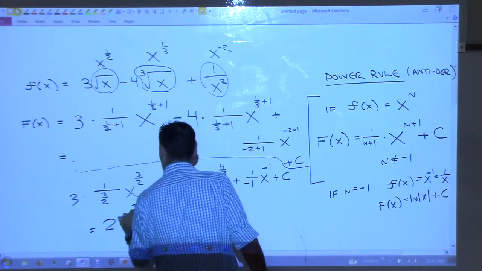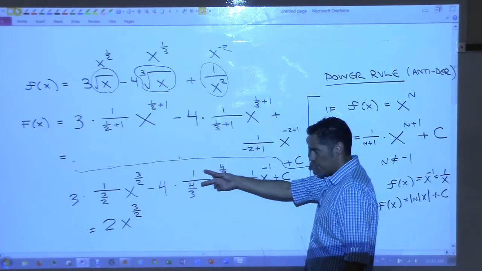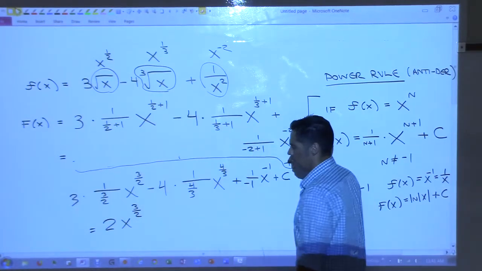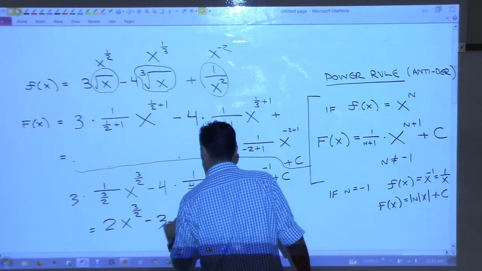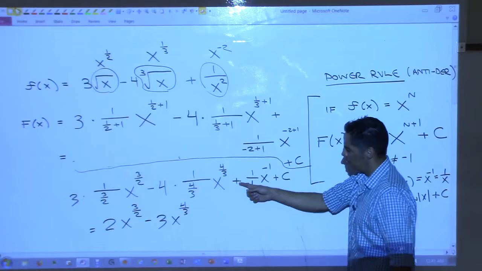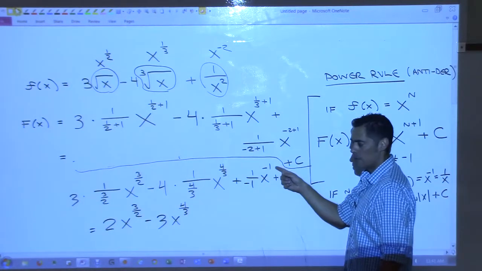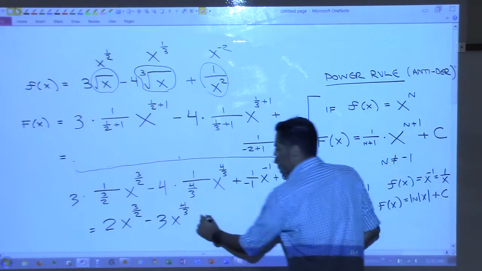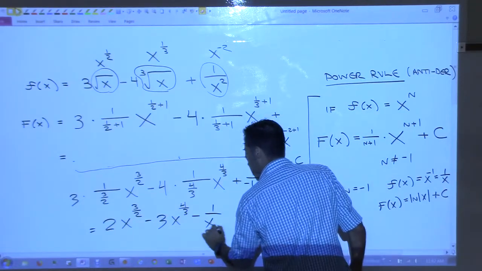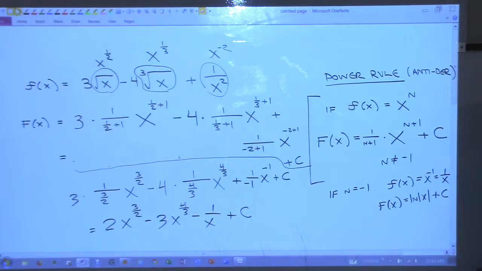X to the 3 halves. And then when we flip this one, this will become 3 fourths, and then times 4. So just minus 3x to the 4 thirds. And then this one is just negative 1, and then x to the negative 1. Yeah, we could write minus 1 over x, and then plus c. There we go.